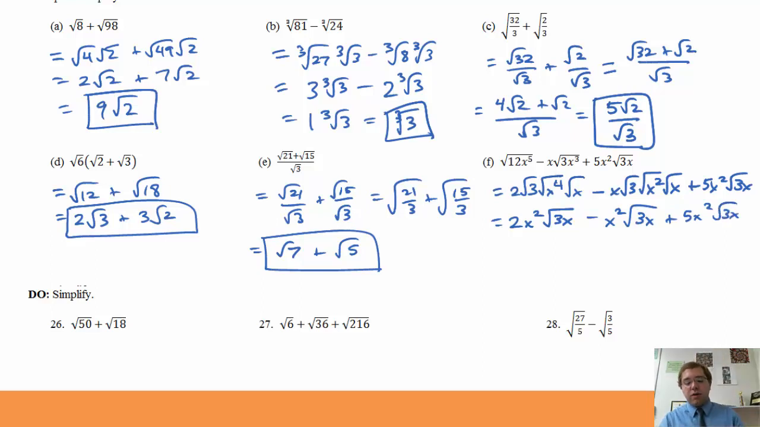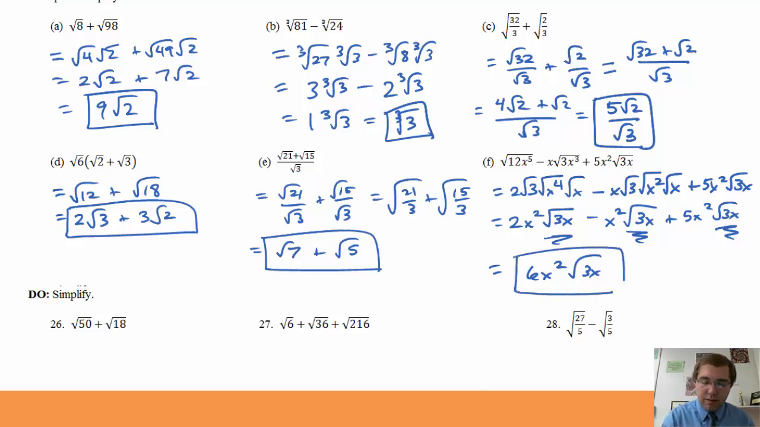But hey, now I've got 3 terms, all of which have the same radicand. So I can add the numbers in front. Okay, I've got 2x squared minus x squared plus 5x squared. That's 6x squared times radical 3x. So I've manipulated them until I got the same radicand, and then I could add them together. Now you have some problems to do just like that.